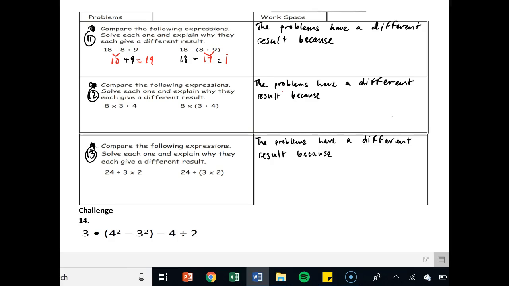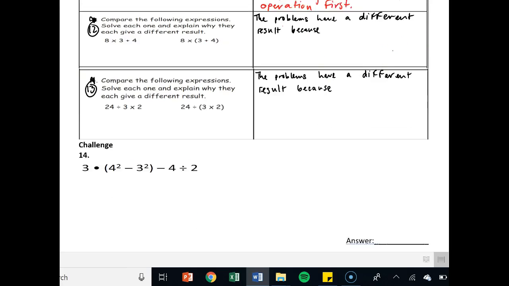So the problems have a different result because the second problem has parentheses around 8 plus 9, forcing us to do this operation first. Okay, that's a good, solid answer to that question, right?